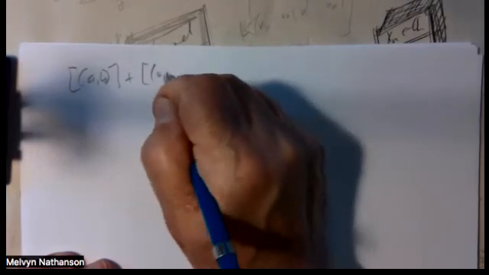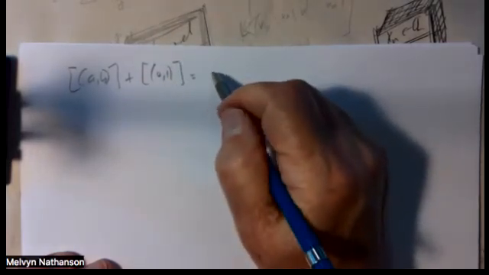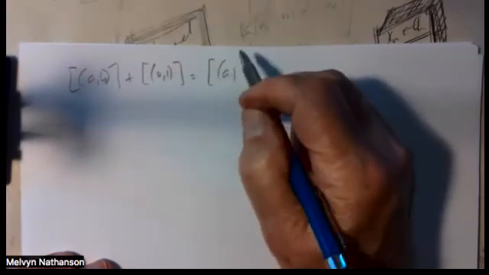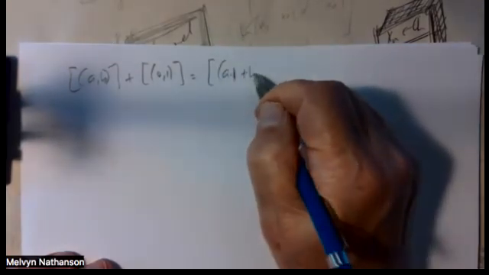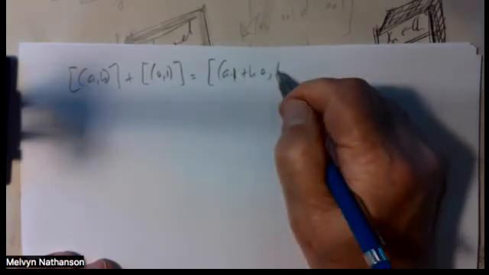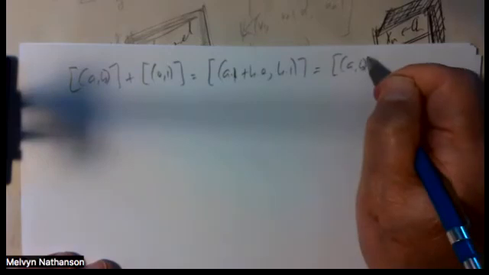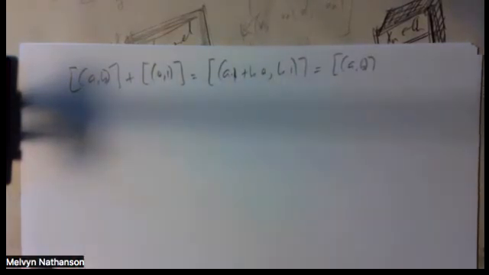And what is the zero? Zero should be 0, 1. If I take the equivalence class of AB plus the equivalence class of 0, 1, I get the equivalence class of A times 1 plus B times 0, comma, B times 1, which is the equivalence class of AB. So this is like the additive identity.